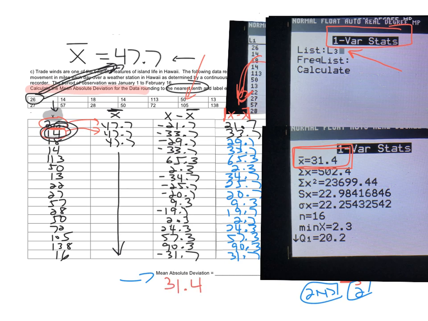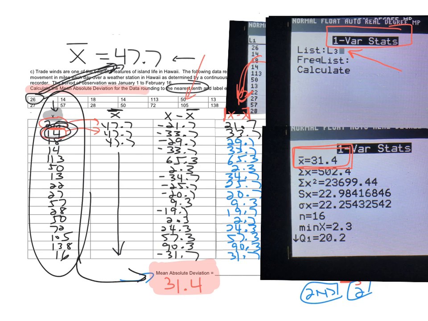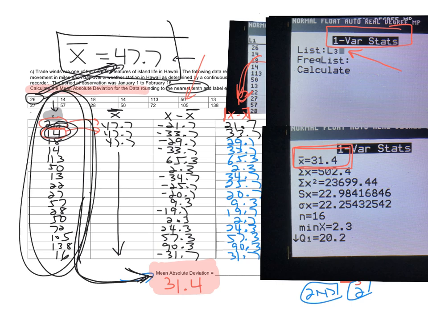So we say the mean absolute deviation is 31.4. That means each number in our data set is on average 31.4 away from the mean. So if we're living in Hawaii and the average trade wind miles is 47.7, we know that each day it could fluctuate by about 31.4. Each number in our data set is on average 31.4 away from the mean. So that's how we go about calculating the mean absolute deviation.